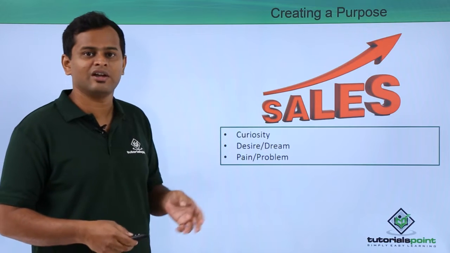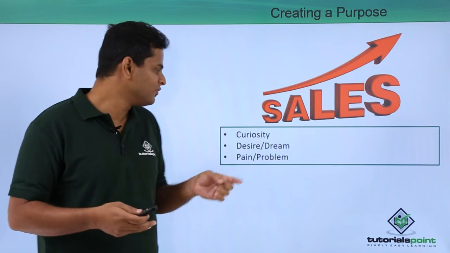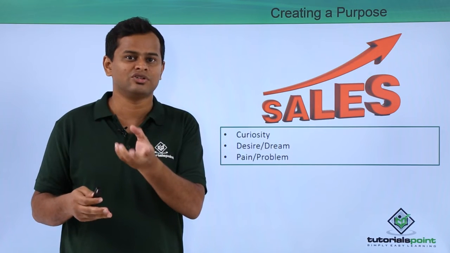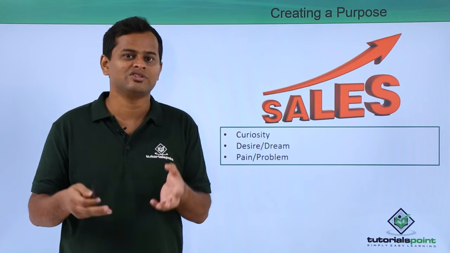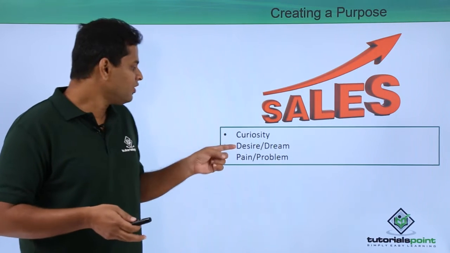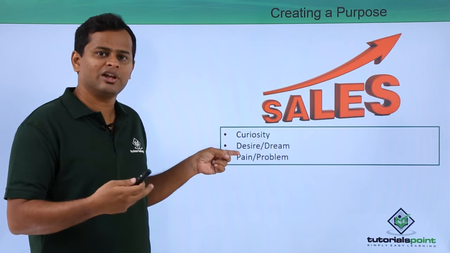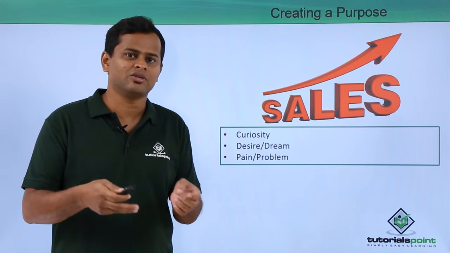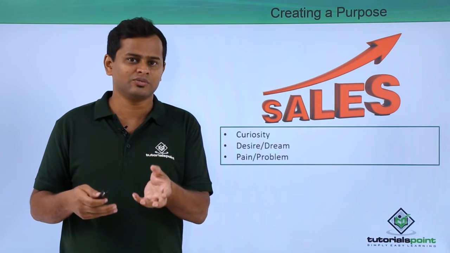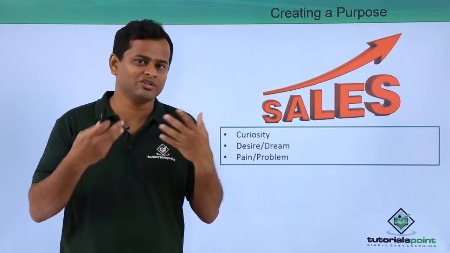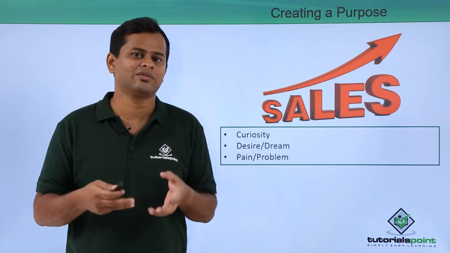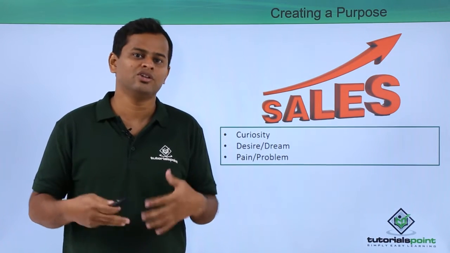So first we have to understand how to create a particular purpose. From a human psychology point of view, when you have a lot of curiosity for something, it automatically creates a purpose for you to sell that particular product or service. And you can also define something like a dream or desire for that particular item. So when you're speaking with a customer, you can always talk about how to increase his profit, how to increase his turnover, so that itself creates a dream for him to buy your product.